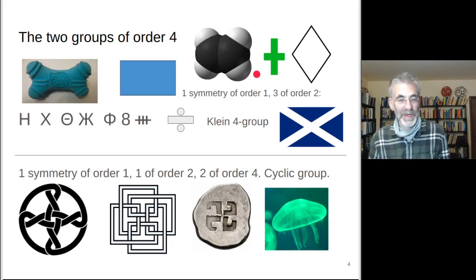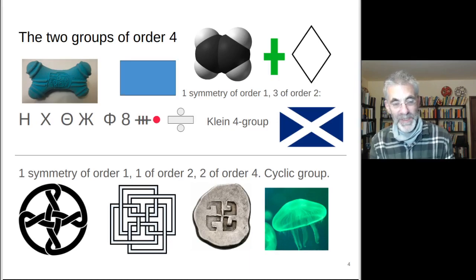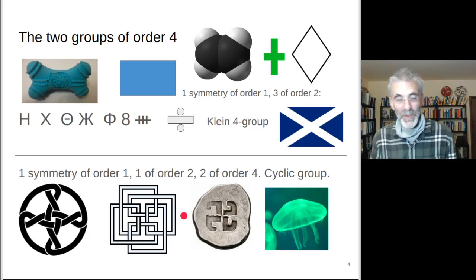And a basic problem is to classify all possible groups. Well, obviously, this is just too complicated in general, but we can classify all groups of a given order. For example, there are two possible groups of order 4. On the top half of this slide, all these objects have the same symmetry group, which has one symmetry of order 1 and 3 symmetries of order 2. On the other hand, all the objects on the bottom also have a symmetry group of order 4, but in this case there are 2 elements of order 4, which are usually rotations by a quarter of a revolution. So there are 2 possible groups of order 4 up to isomorphism.